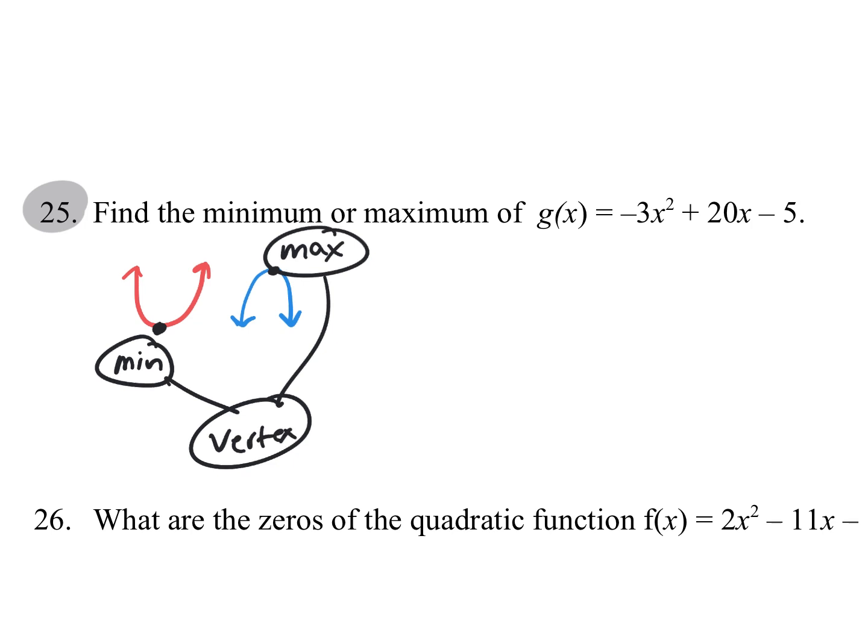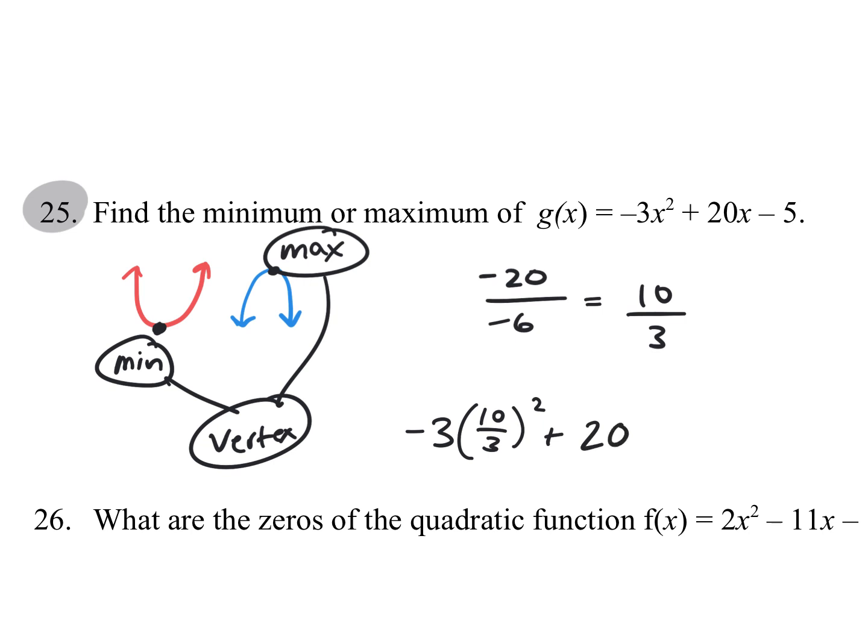Negative b over 2a: negative 20 over 2 times negative 3, which is negative 6, so that's going to be 10/3. That's going to be the x coordinate, and to find the y coordinate, I'm going to plug in. This one's going to be a little messy. This is a calculator problem, and on our midterm, at least this year, we will all have our calculator throughout. So we could plug this in directly into our calculator. I'm going to try to do it quickly here. I'm going to just pause and do the math on my own.